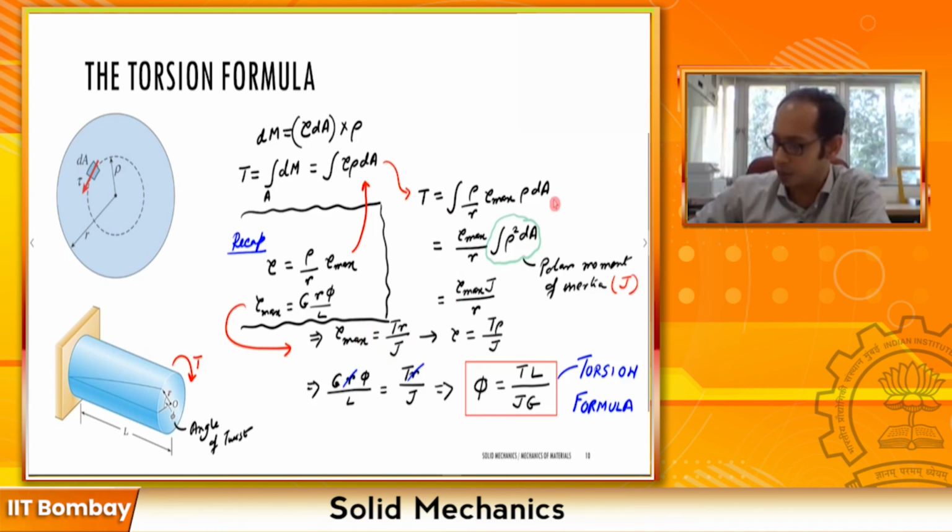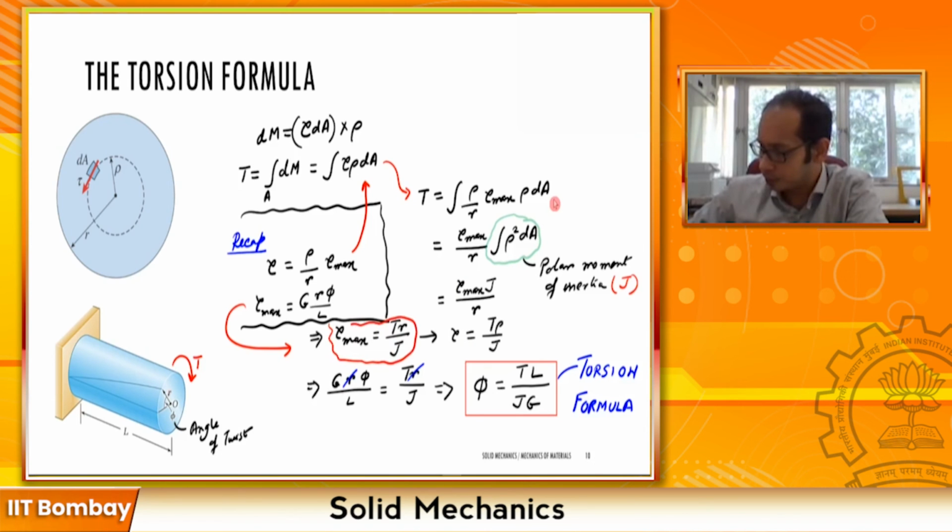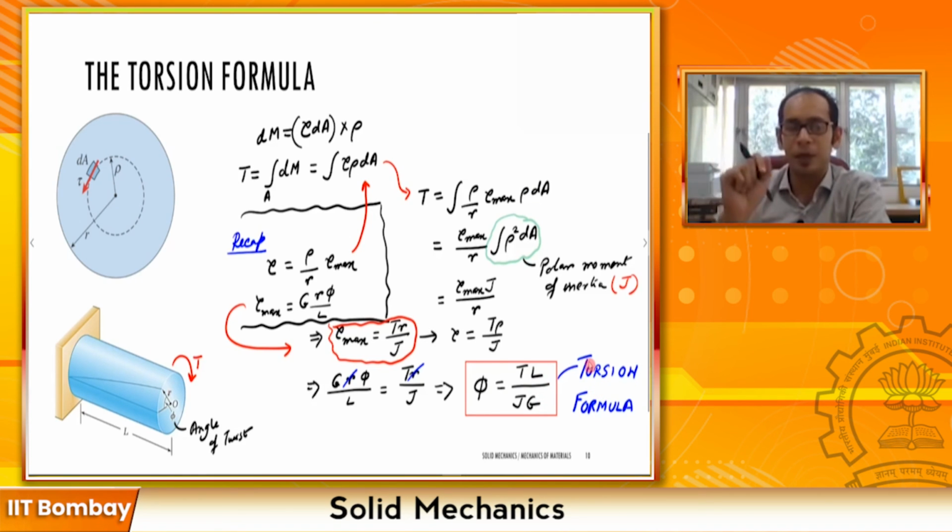This is also an important relationship. Let me maybe mark this one as well, right? This relationship, and eventually after using all these different relationships, we ended up with this particular expression: phi equals TL divided by J times G. So this is the torsion formula, right? Please write it down, write it a couple of times so that it gets ingrained in your memory. So the angle of twist phi is equal to the applied torque T times the length L divided by the polar moment of inertia J times the shear modulus G, right?